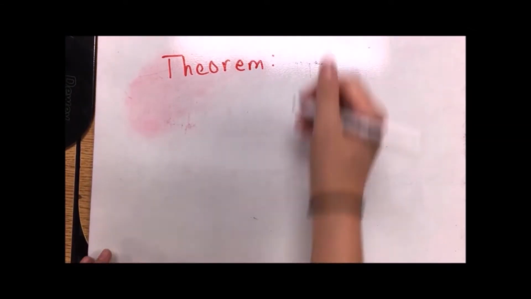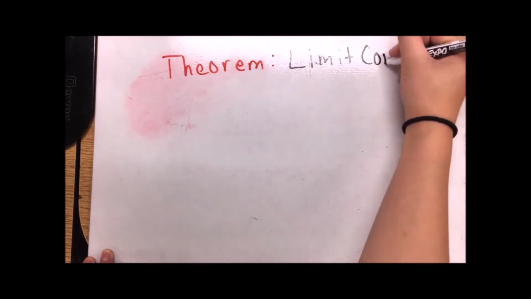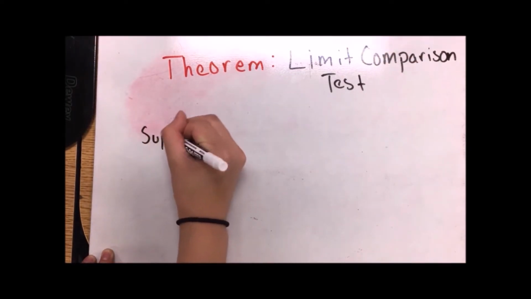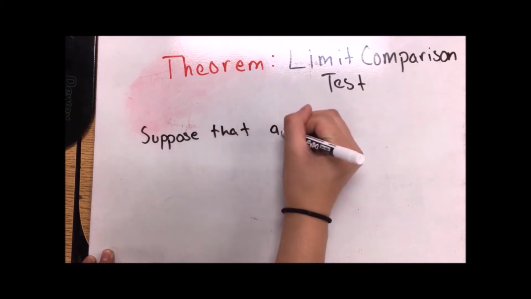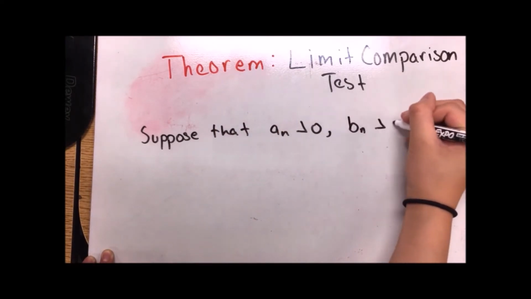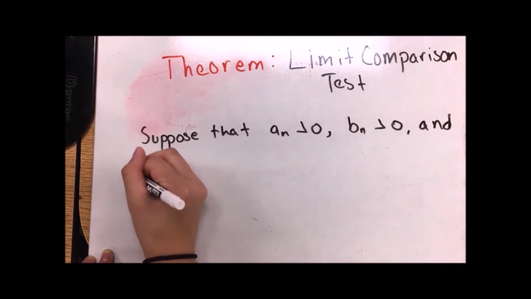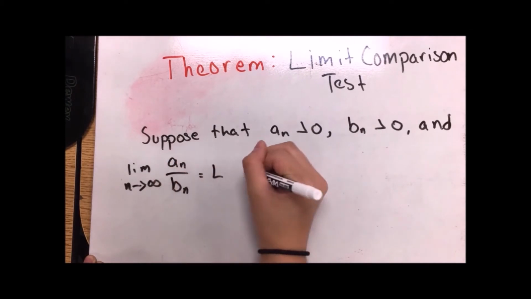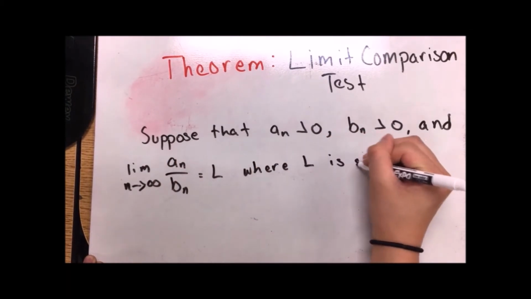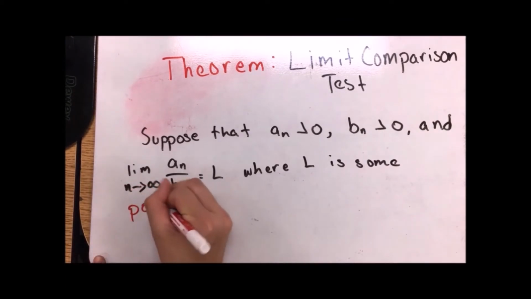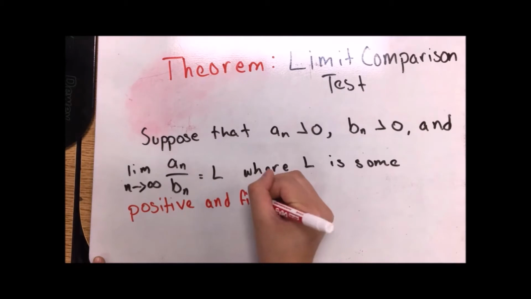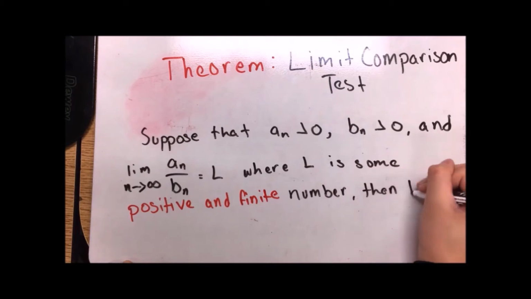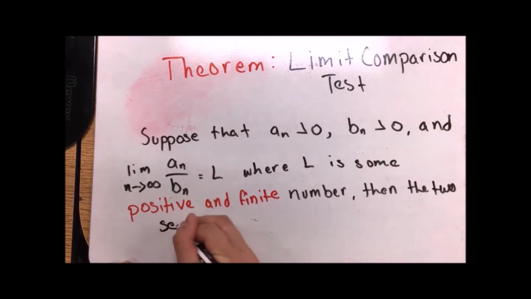The comparison test only works for series, not sequences. The theorem for the limit comparison test is: suppose that a of n is greater than 0, b of n is greater than 0, and the limit as n approaches infinity of a of n over b of n equals L, where L is some positive and finite number. Then the two series, a of n and b of n, either both diverge or both converge.